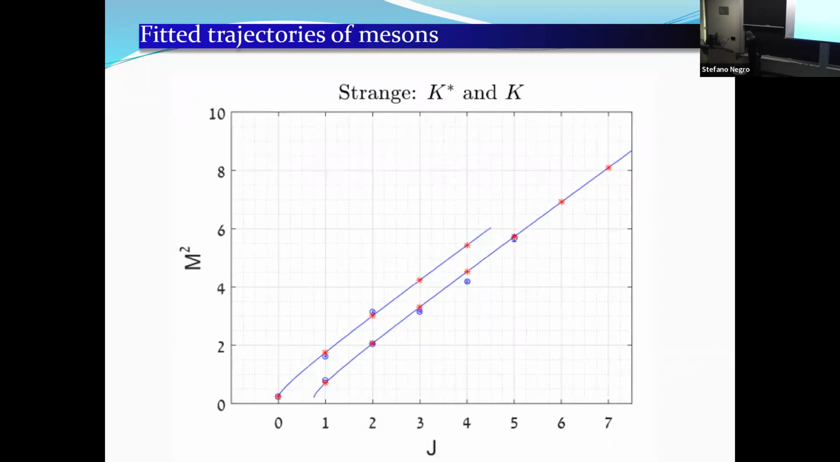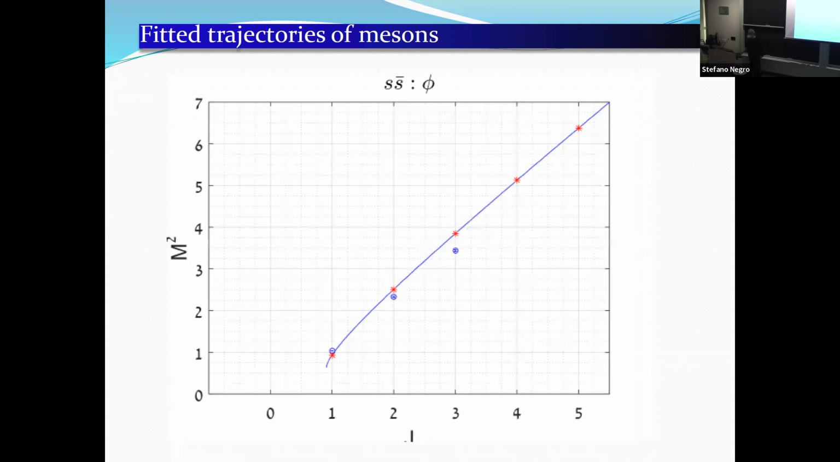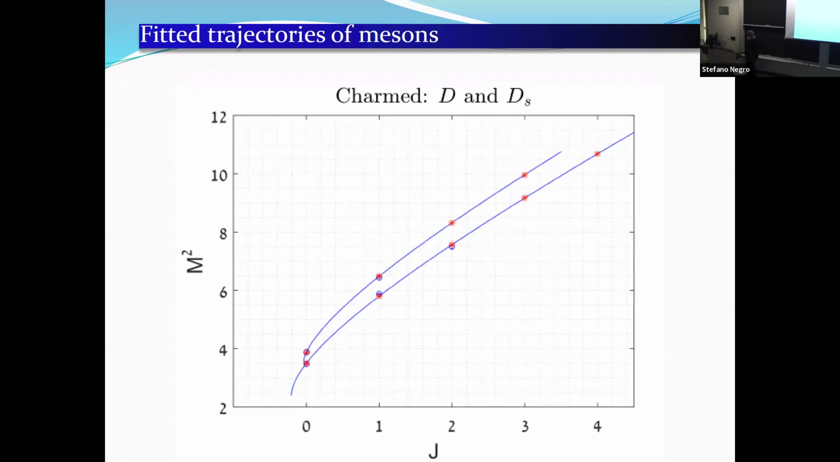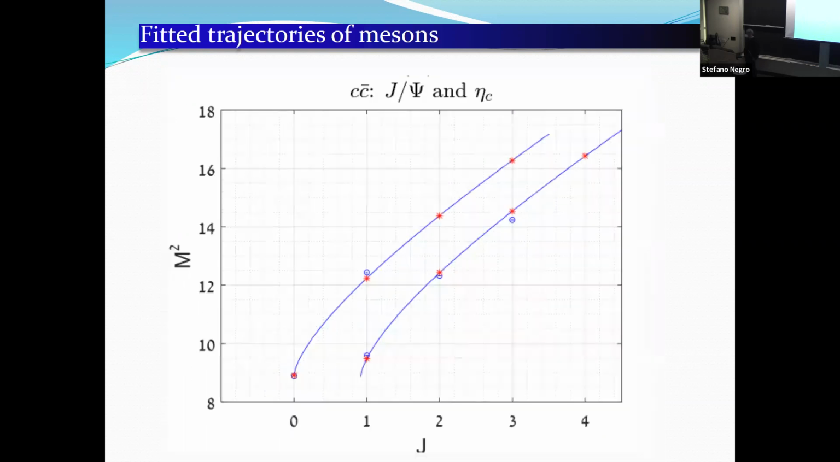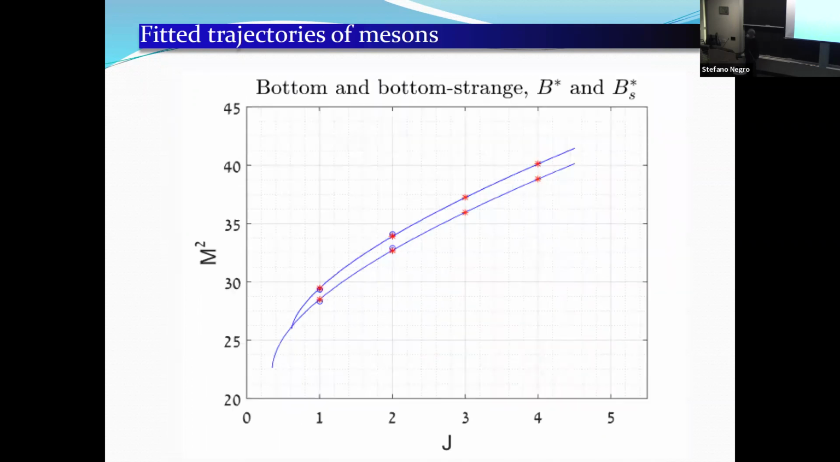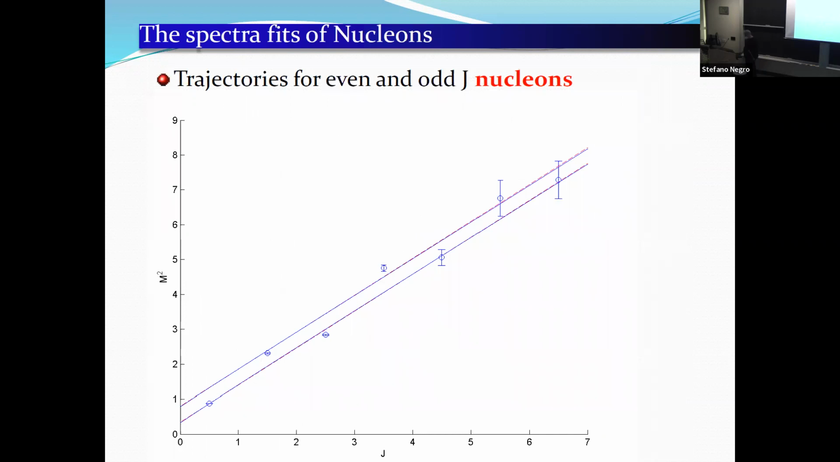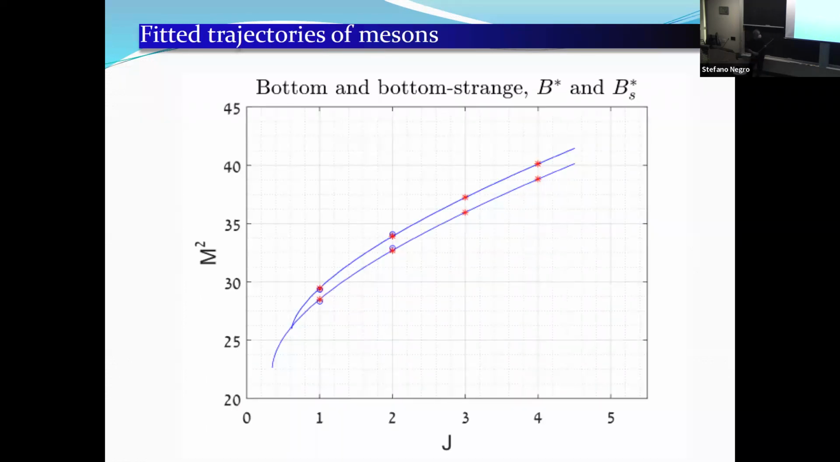So this is for strange mesons, K and K star. You start to see the bending. That will be S S-bar with the phi. And this will be charmed ones. And the charmed strange, and so on, C C-bar, and the B's. And clearly here you see that it's not anymore the linear rigid trajectory, it's bent because of these heavy masses on the endpoints. But still there is a nice agreement with the data.